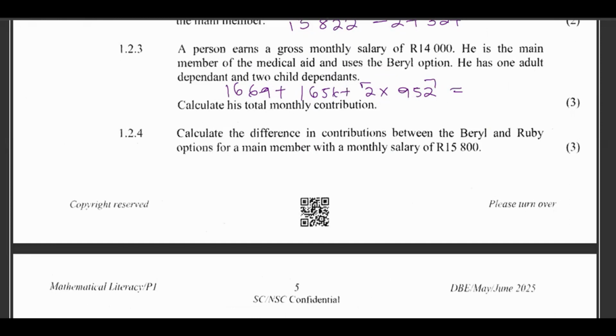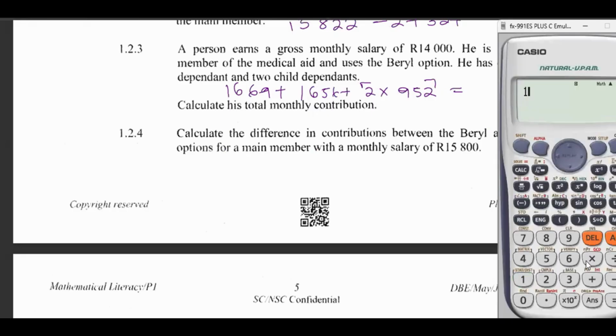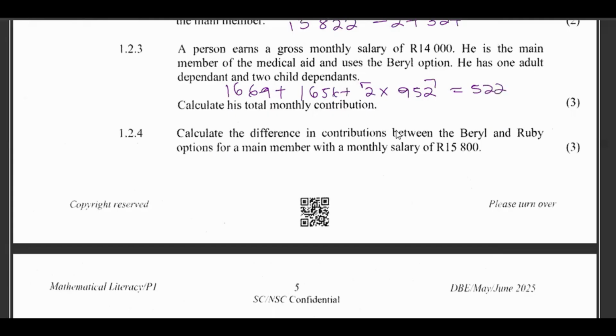So we shall pick our calculator here. We put the money there. 1,669 plus 1,656 plus 2 times 952. Press equals, 5,229. 5,229.